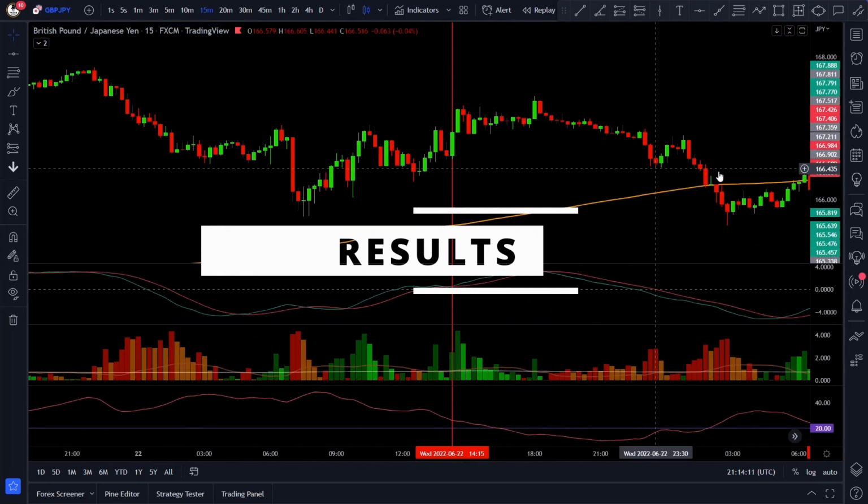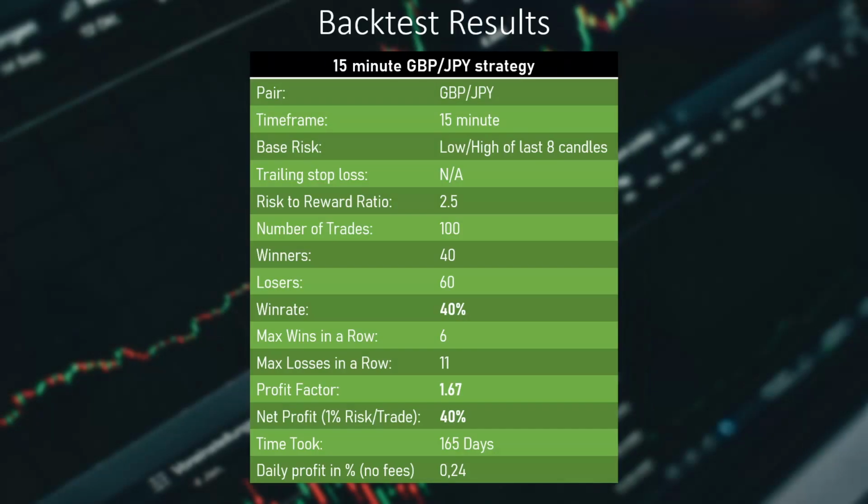Now let's see the results and the strategy ranking sheet. After 100 trades on the GBPJPY 50-minute chart with a 1 to 2.5 risk to reward ratio, this strategy has made 40% net profit with a 1.67 profit factor. Daily profit in percentage is 0.24%. And the results were achieved within 165 trading days.